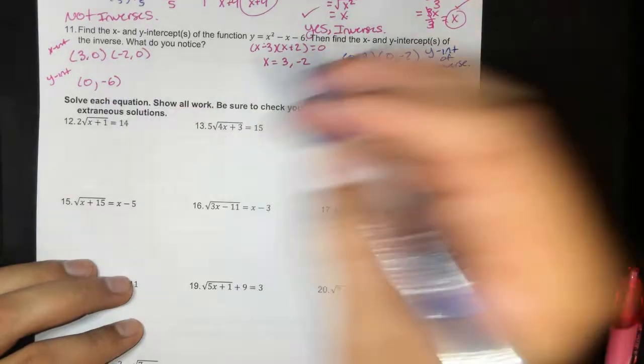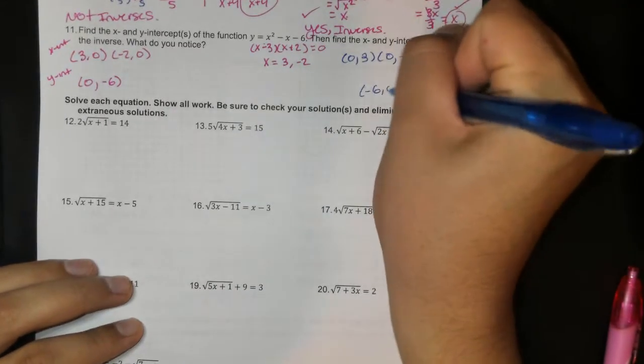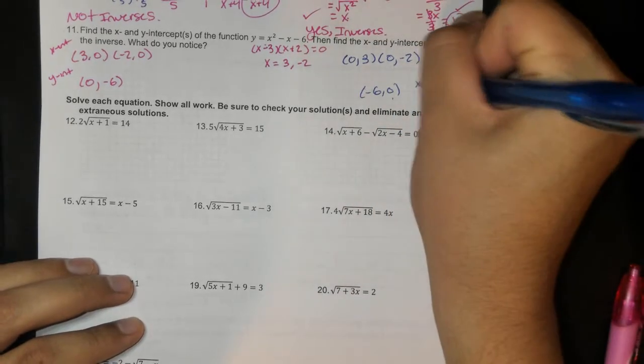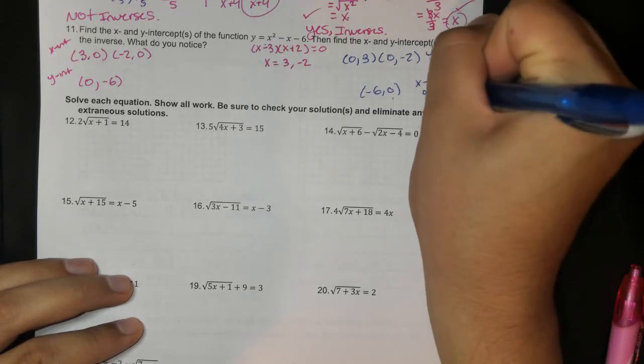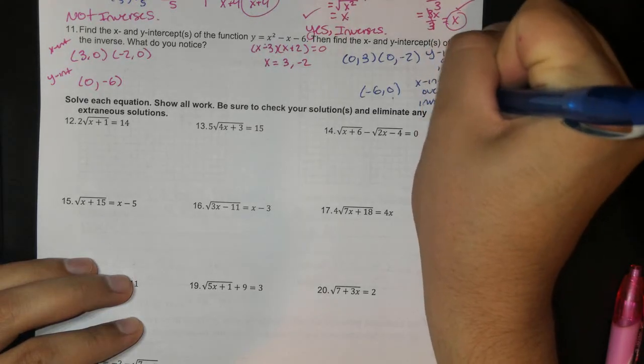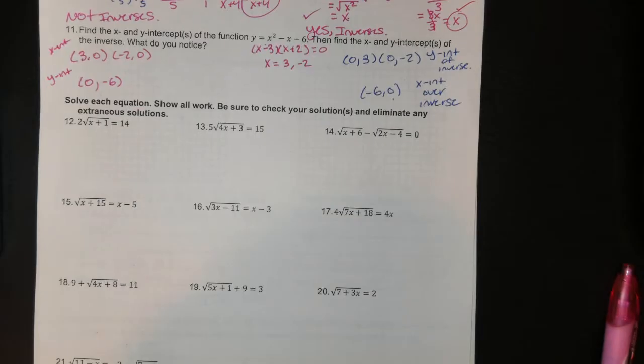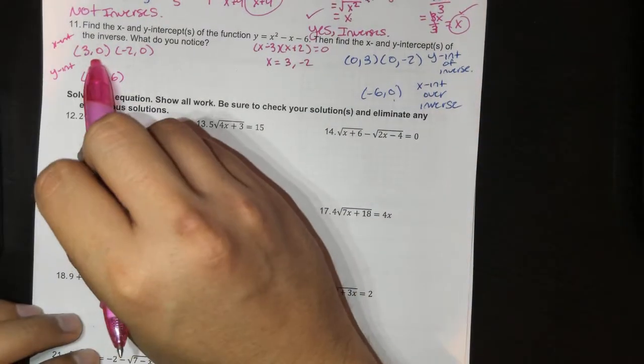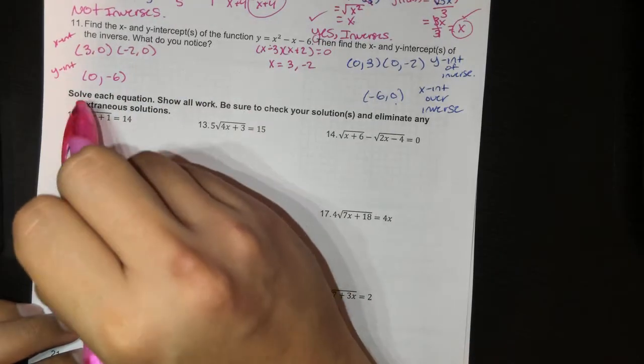Then if I flip this one, we get negative 6, 0. Since the y is 0, that's going to have to be the x-intercept of the inverse. So it's just about switching the x and y. Just remember, the x-intercept is when y is 0, the y-intercept is when x is 0.